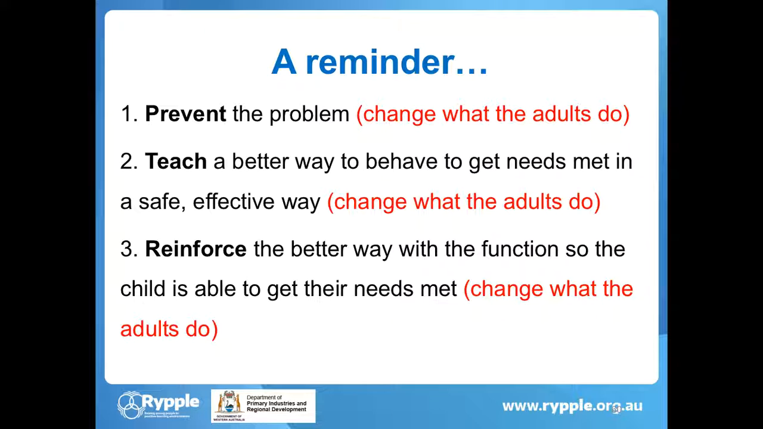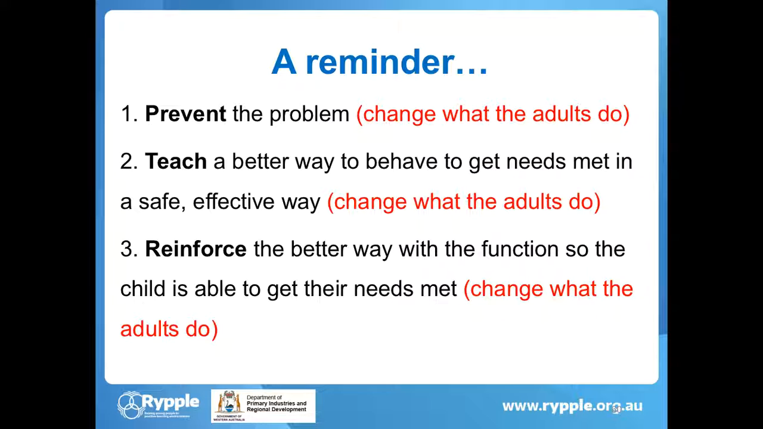A little bit of a reminder about our behaviour support plan or our prevent, teach, reinforce plan. When we prevent the problem, we're looking to change what the adults do. When we're teaching the child a better way to behave, we're going to change what we as the adults do and do some active teaching. When we reinforce the better way so that the child is able to get their needs met, we need to change what we as the adults do.